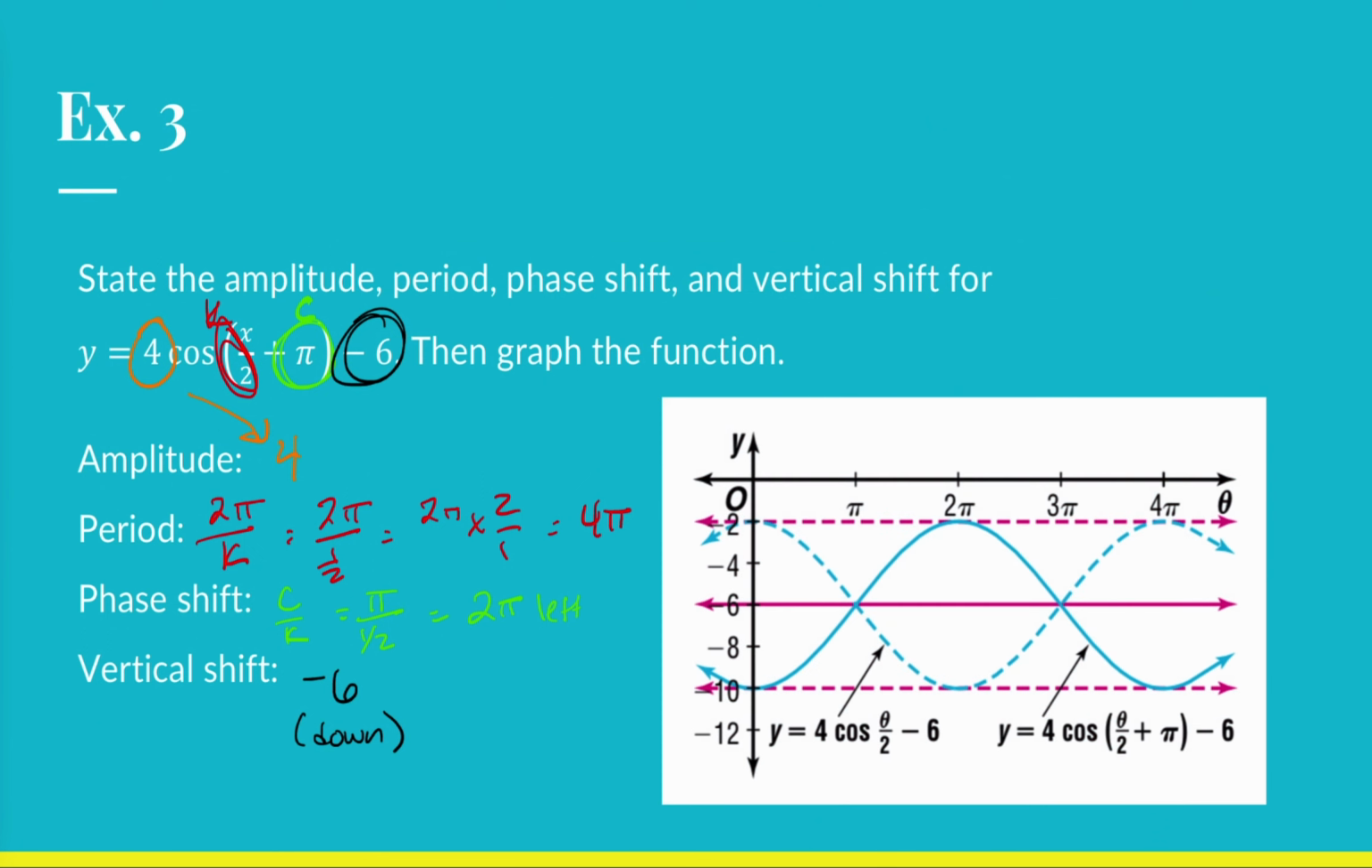And so the graph of it looks like this. This dotted one here is 4 cosine of theta over 2, minus 6. So it's shifted down 6. It's got an amplitude of 4, so it goes up to -2 and down to -10. And it's got a period of 4 pi. So it starts here and goes like this over the course of 4 pi. And then we do the phase shift. We shift that over by pi over 2, and now it goes like that.